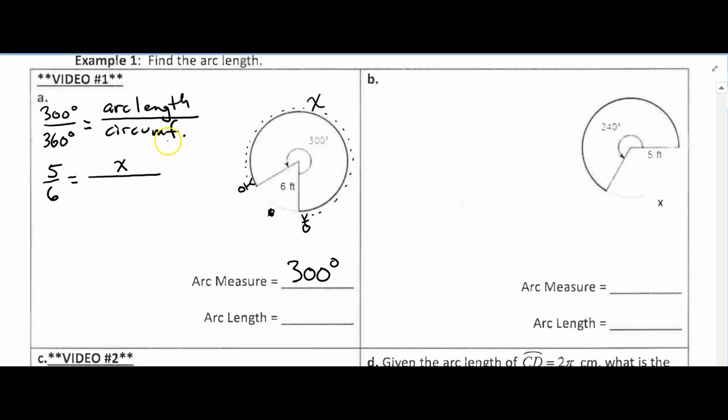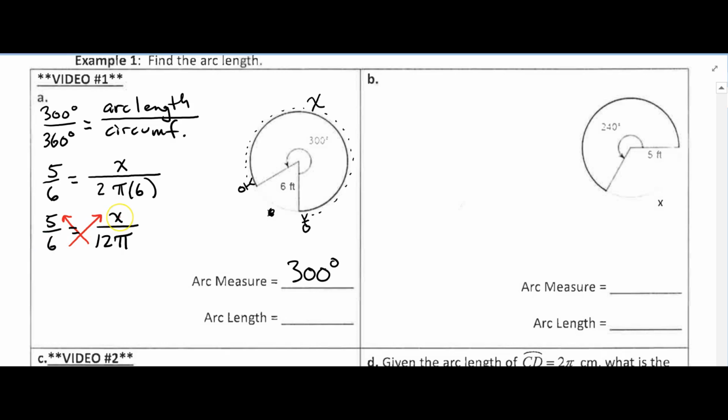And we know that circumference is 2 pi r. So that's going to be 2 times pi times a radius of 6. So we have our proportion and we just need to solve that. I have 5 over 6 is equal to x over 12 pi. I'm going to leave it in terms of pi because it makes my numbers a little bit easier. And then I'm going to cross multiply.